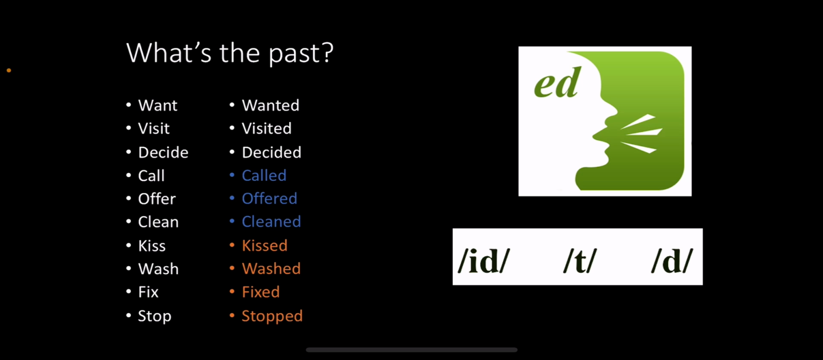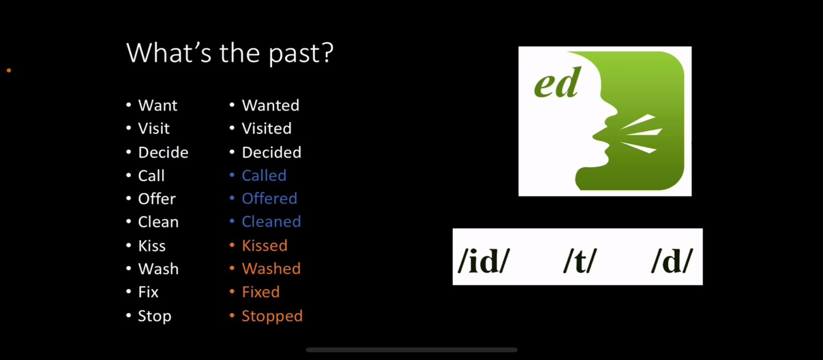So when there is vibration in the last sound, the pronunciation of the ed is going to be a d. So we say called, offered, cleaned. That would be the correct pronunciation. So vibration, we use d. If we don't have vibration in the last sound of our verb in the base form, we are going to use t.